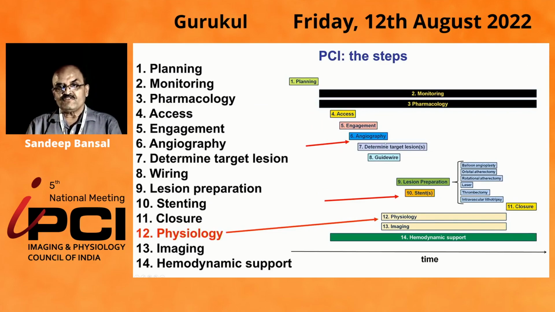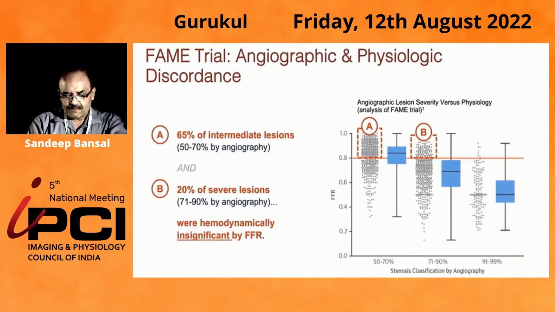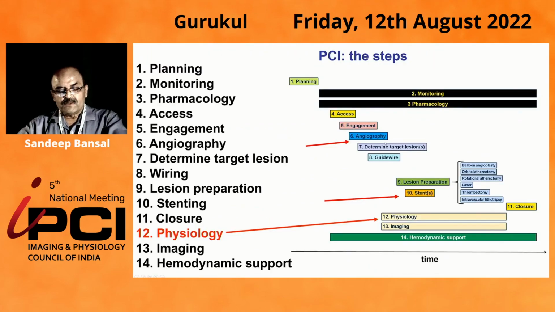Now, talking of percutaneous coronary interventions, we understand that there are 2 points, as has been pointed out here. At point number 6, once you've done angiography, if you have intermediate lesions, that is one point where you do FFR. And the other point is after you've done the coronary intervention, to see the adequacy of the intervention. That is another point where you do an FFR.